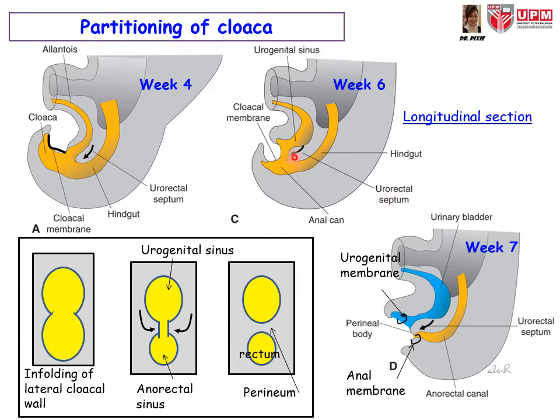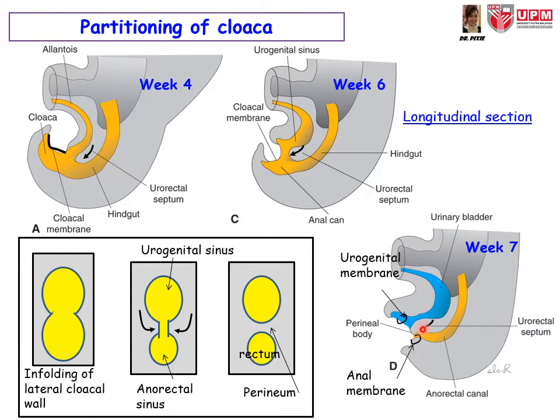From week 6, now we move on to week 7 of development, in which the urorectal septum has completed the partition of the cloaca, becoming the ventral urogenital sinus and the dorsal anorectal canal. Then, in week 7, the septum will fuse with the external ectoderm, forming the perineal body.